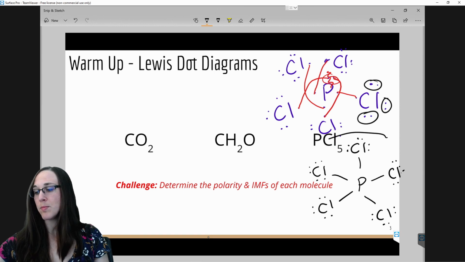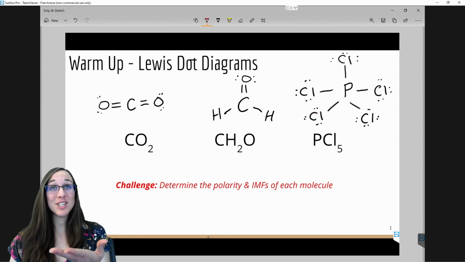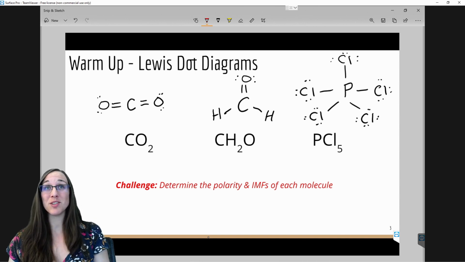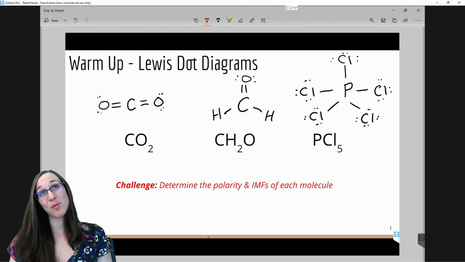And that would be our final answer. As a challenge, I implore you to try and determine the polarity and IMFs of each of these molecules. I'll give you an example for the first one.